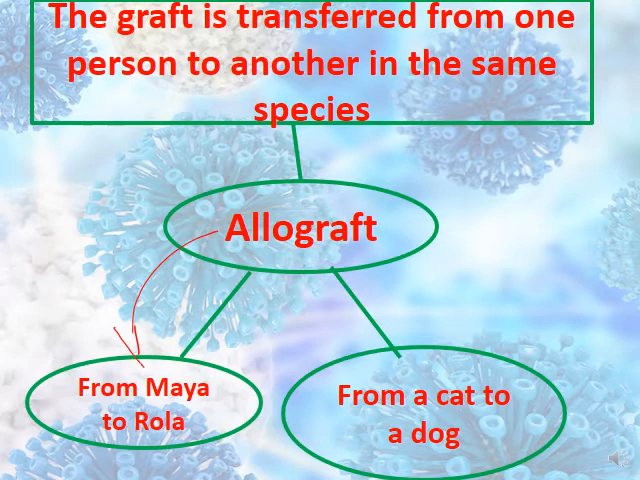Here are examples about this: from Maya to Rola, from Hassan to Hassan, from Kareem to Hadi, from Hadi to Rida, from Rida to Abbas, from Celine to, let's say, Fatima. All of them belong to the same species. While a non-example is from a cat to a dog. Cat and dog belong to different species, so it's not an example about allograft.